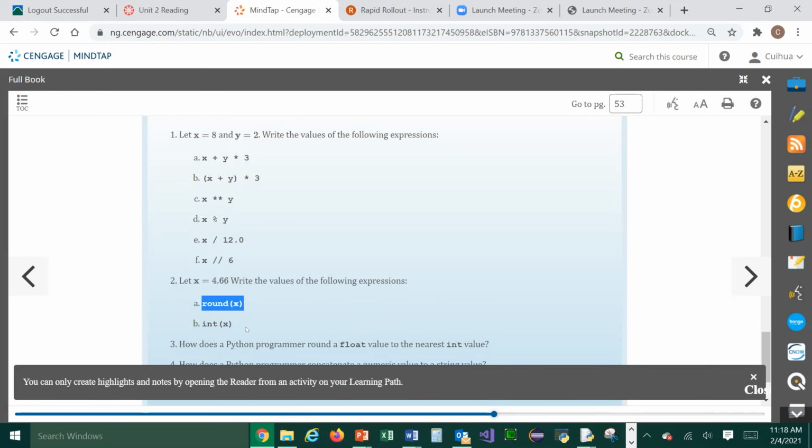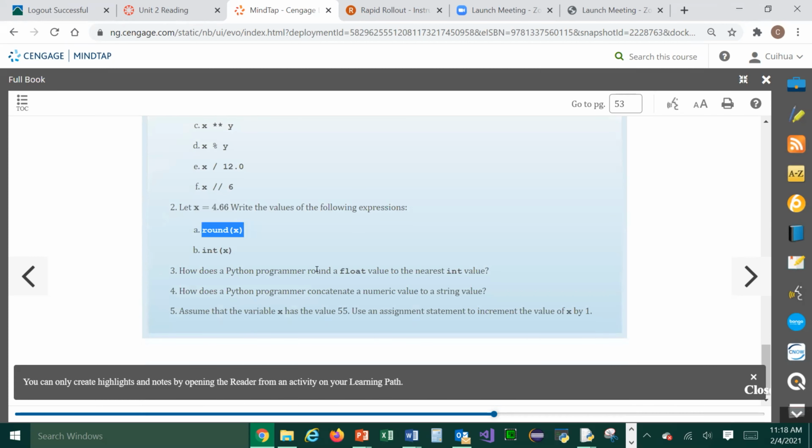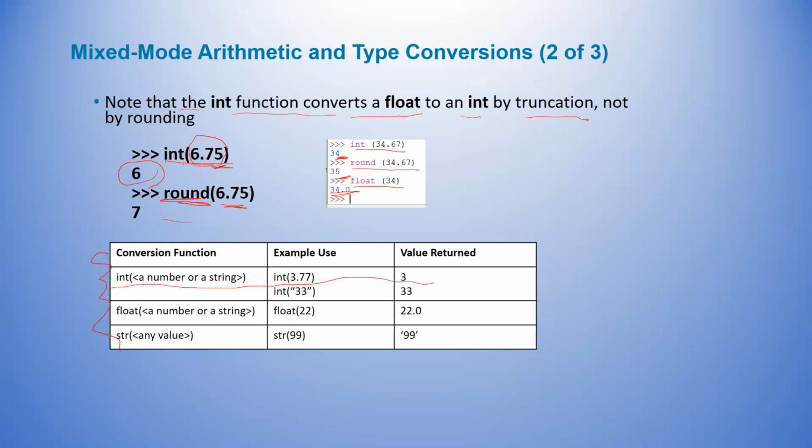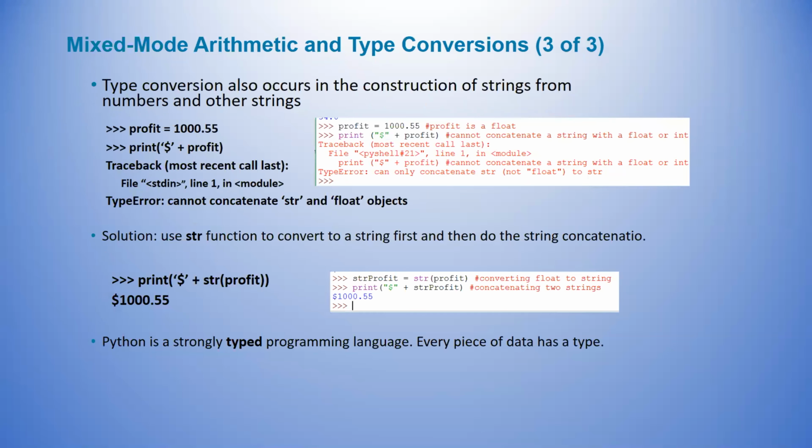Okay. How does a Python programmer round a float value to the nearest int value? We just saw that, right? Round. Okay. Concatenate. Okay, that's something we haven't learned. So, okay, let's go back here. So we go to the next slide. Mixed mode arithmetic and type conversions.